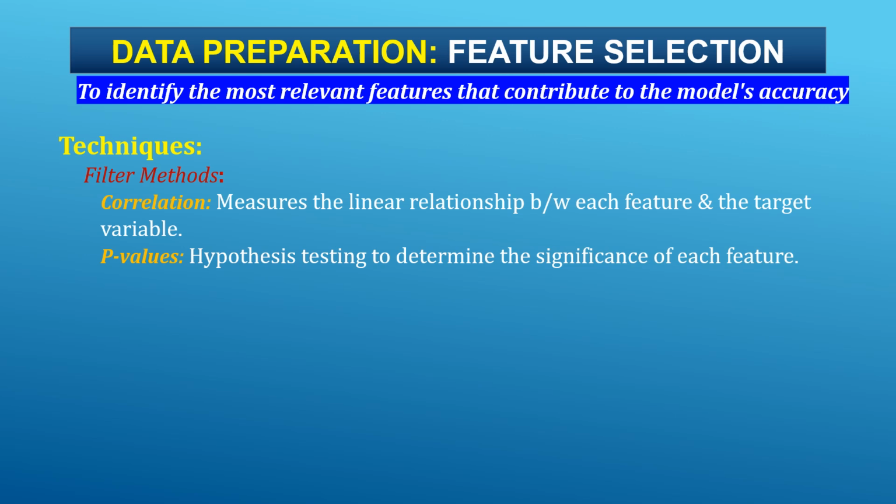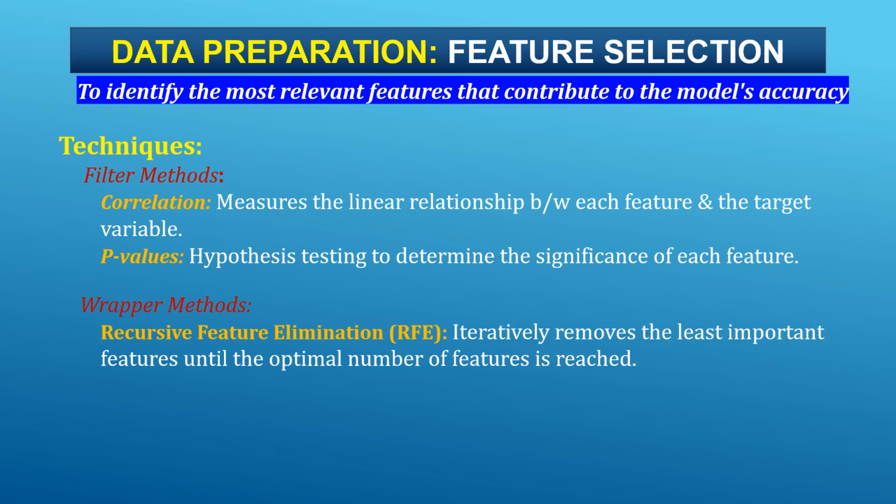Filter methods are quick and independent of model training, useful for preliminary feature selection. Wrapper methods: these methods evaluate feature subsets by training a model on them and assessing model performance. Recursive feature elimination, RFE, iteratively removes the least important features based on model performance until the optimal number of features is reached. It is more computationally intensive but can yield better results as it considers feature interactions.